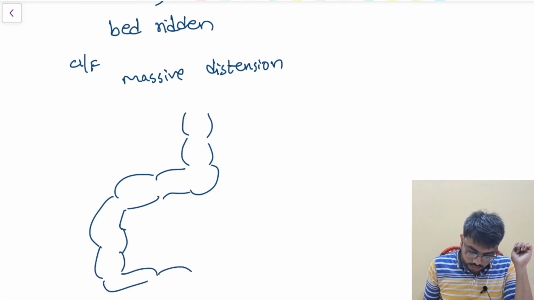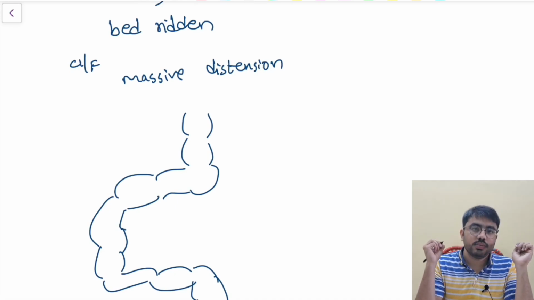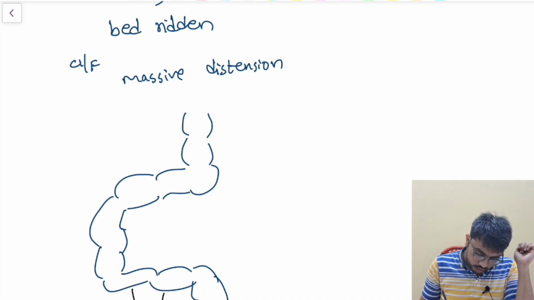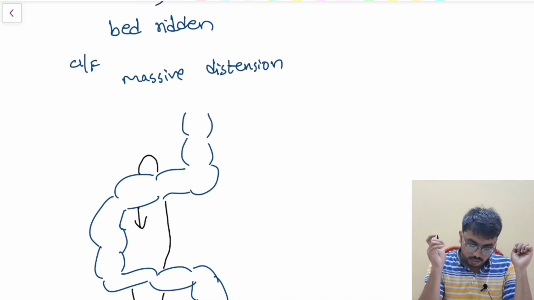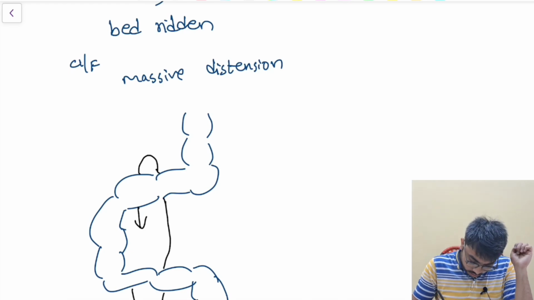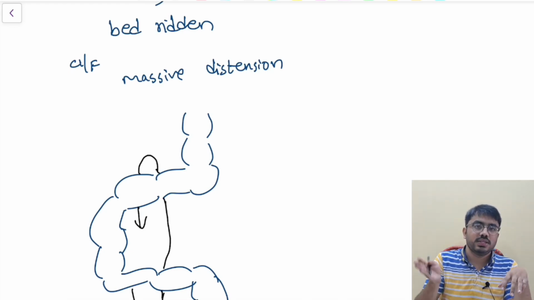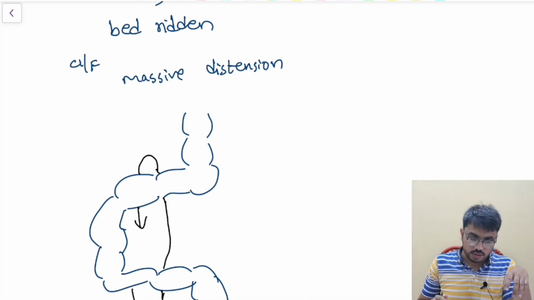Okay, just a schematic one only. I am not going into how it is. Right, this is your sigmoid volvulus, let us assume. How the volvulus will be? So this is how the volvulus will be. Okay, in this direction the volvulus will be. This is how the sigmoid colon is going to rotate.